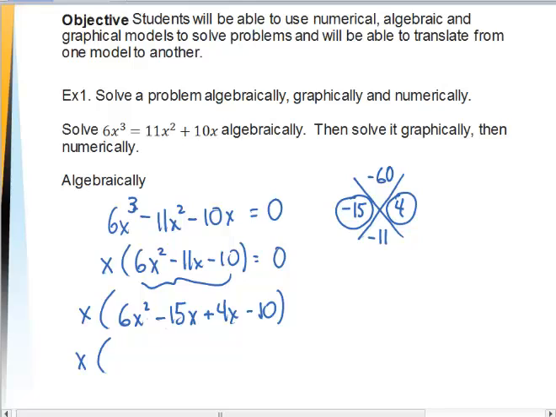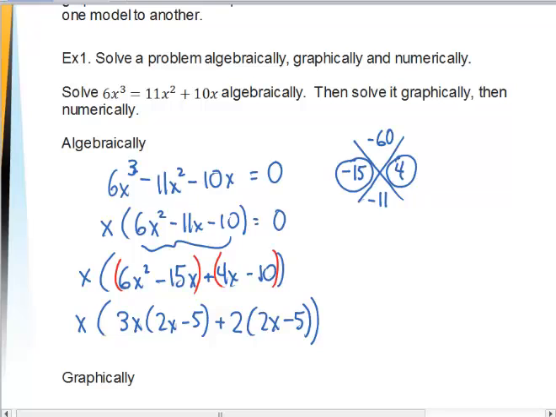So I'm going to group the first two terms. I'll just show that in red. And the second two terms. Taking out the greatest common factor, I've got 3x coming out. I've got 2x minus 5. Plus, I'm going to factor a 2 out of these, and that'll leave behind 2x minus 5. And now I know my factors are going to be x times 3x plus 2 times 2x minus 5.